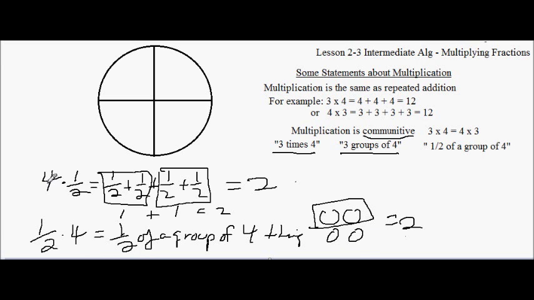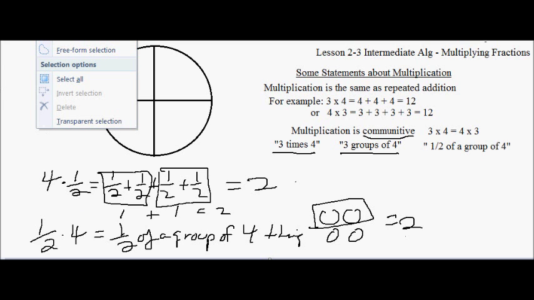You could also say 4 groups of groups of 1/2, but that doesn't really make a lot of sense. These rules don't always apply every time; sometimes you have to make them fit. So it's better to say 4 1/2s added together, whereas 1/2 times 4 is better said as 1/2 of a group of 4.